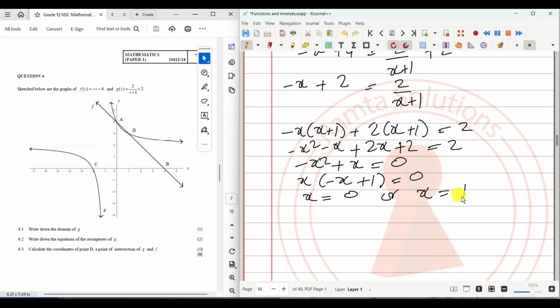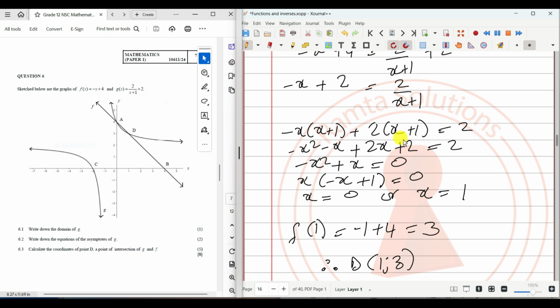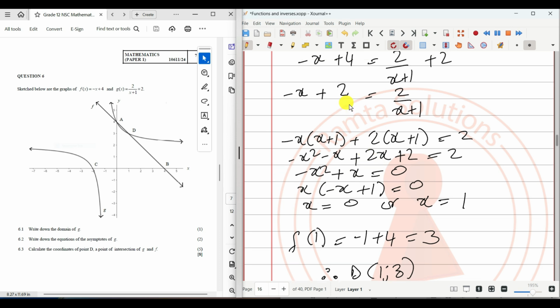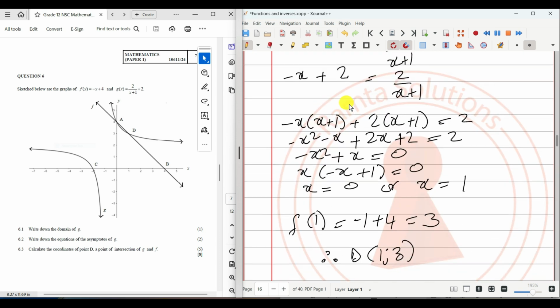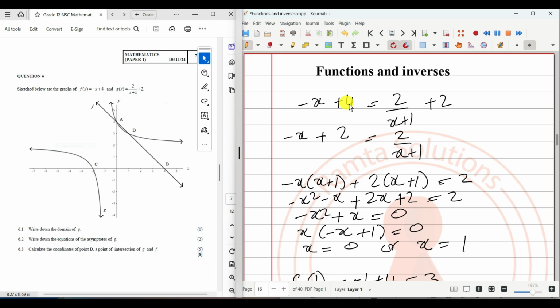Point D is the one that must have the x value of 1. So you can substitute the x value of 1 into either f of x or g of x. I will substitute into f of x, which is f of 1. It is minus 1 plus 4, which is 3. Therefore, D is (1, 3). You see, now we are good. Now we fixed that error. Otherwise, we were going to see flames. Okay, perfect, corrected.